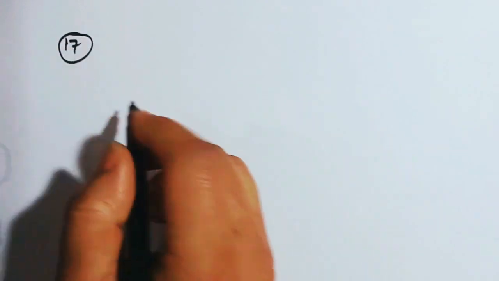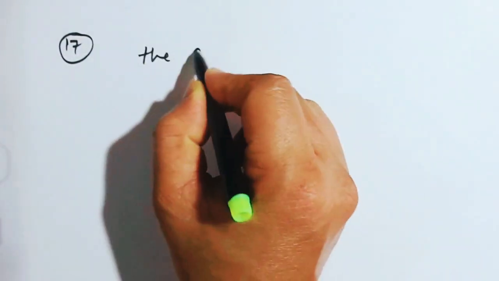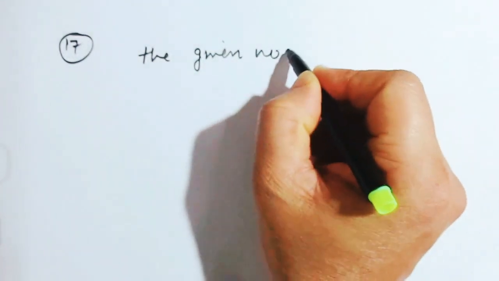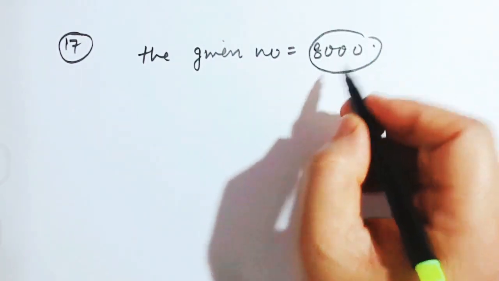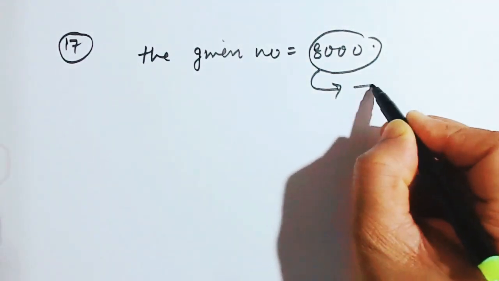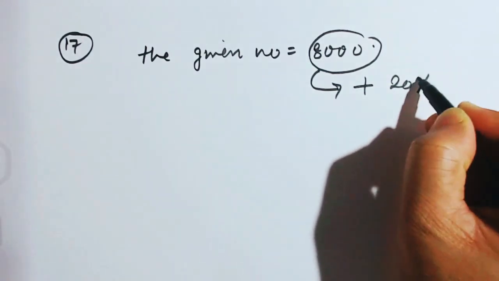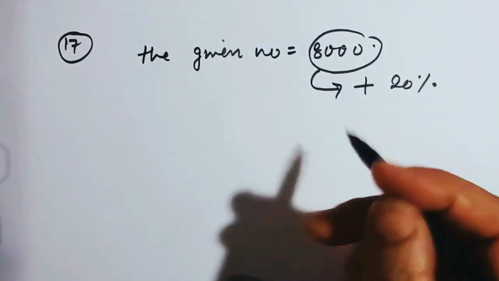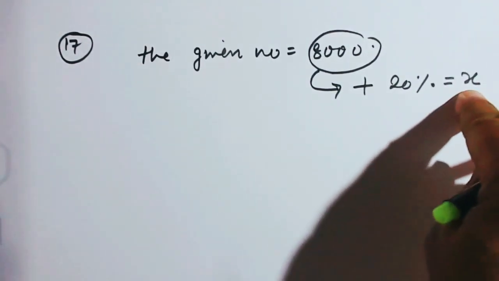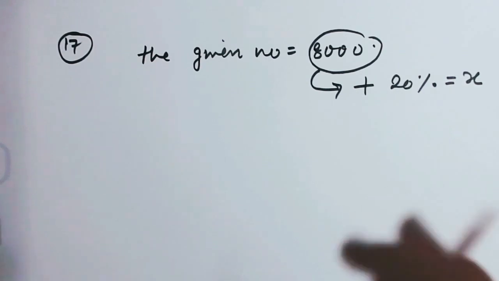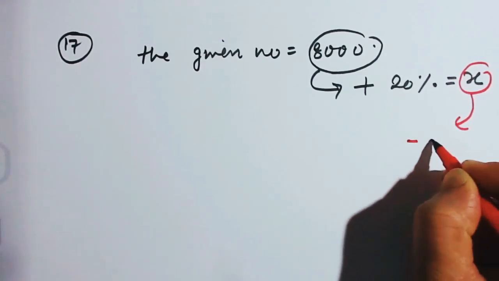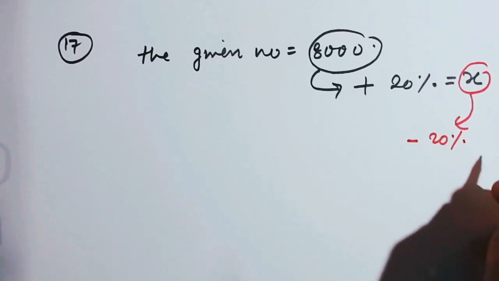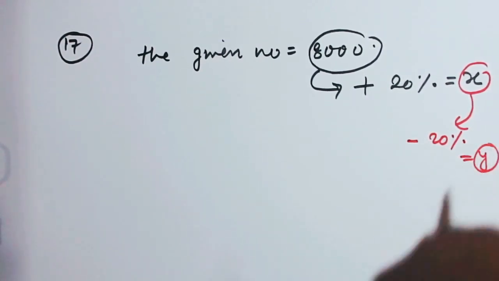Number 17 is quite easy. The given number is equal to 8000. This given number is first increased by 20%. After increasing by 20%, for example, the number is X. Now, in the second step, they say that this particular X will be decreased by 20%, and then your final answer will be Y.